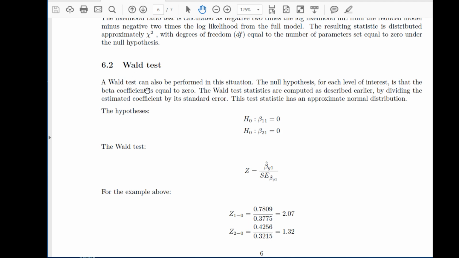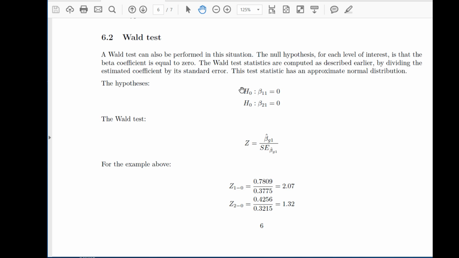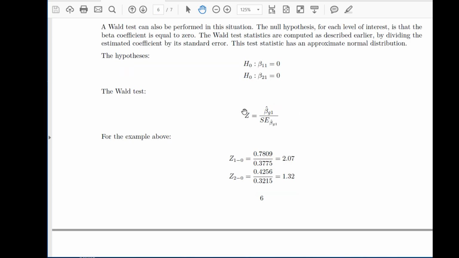The Wald test is the Z test that you can see in the regression parameter tables. It is less preferred because the Wald test is very much affected by the sample size. The null hypothesis is that the beta values equal zero: for pain number one, beta 1.1 equals zero, and for pain number two, beta 2.1 also equals zero. The Wald statistic is given as the Z value, which equals the beta hat value divided by the standard error of the beta values.